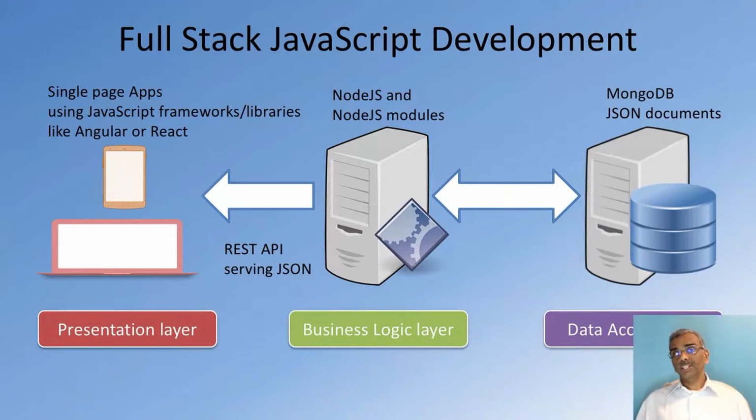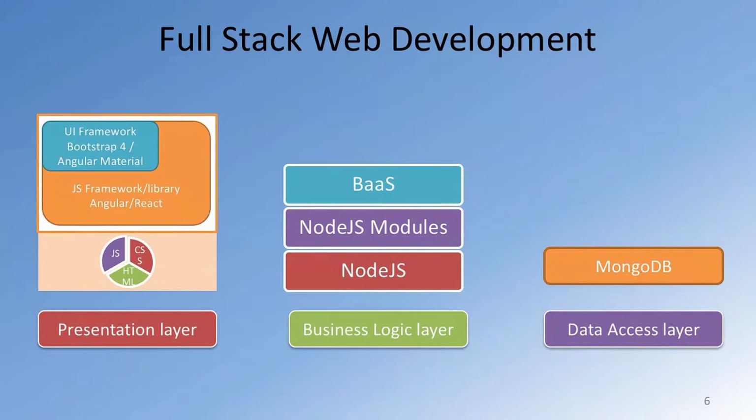We will cover all these technologies as part of this specialization. So as you go through this specialization, you will see that on the presentation layer side, we will cover Bootstrap 4 and Angular or React for implementing front-end applications. Then on the business logic layer, we will be using Node.js and Node.js modules, and Express for implementing the business logic layer. We'll also consider backend as a service, and then the data support implemented using MongoDB.